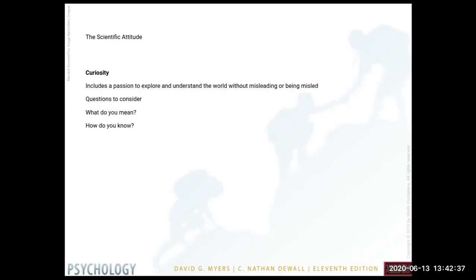So curiosity includes a passion to explore and understand the world without misleading or being misled. Basically, in a world of misrepresentation and "fake news," we want to know what's real and what's not. Part of this idea of intuition and common sense is that we just look at the headline of an article and we automatically believe that it's true.